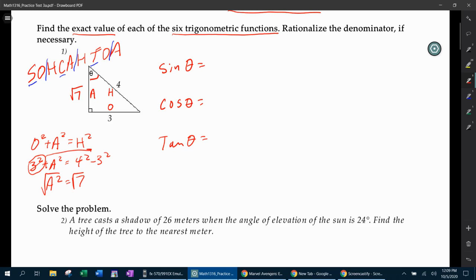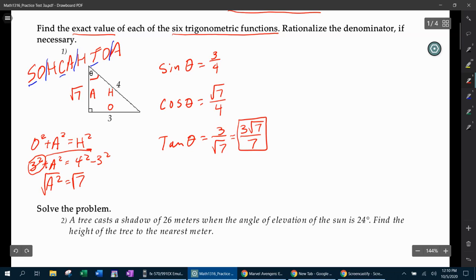So opposite over hypotenuse would give me 3 over 4. Adjacent over hypotenuse, square root of 7 over 4. And opposite over adjacent for tangent, 3 over square root of 7. Now we're going to need to rationalize that. So if I copy and paste and then erase, I get my tangent rationalized. Now the first 3 are done.